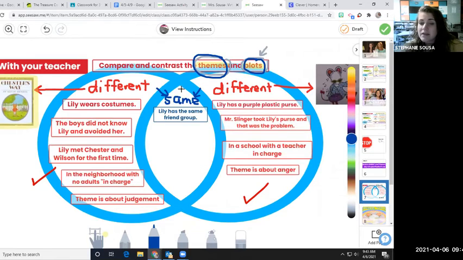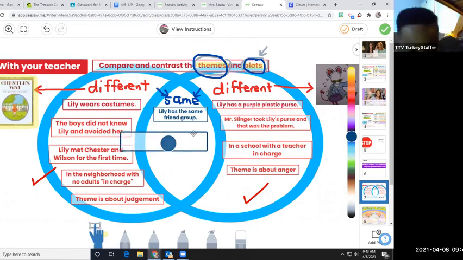We're not going to say things like they both had mice. Mice are characters. That's not the theme. That's not the plot. So it's got to be something that happened, something that was going on in the story. Okay, what's something that happened that was the same in both texts? Terrence?